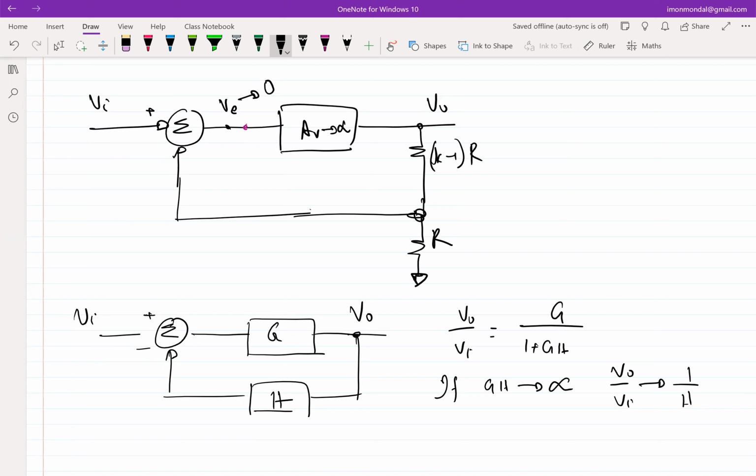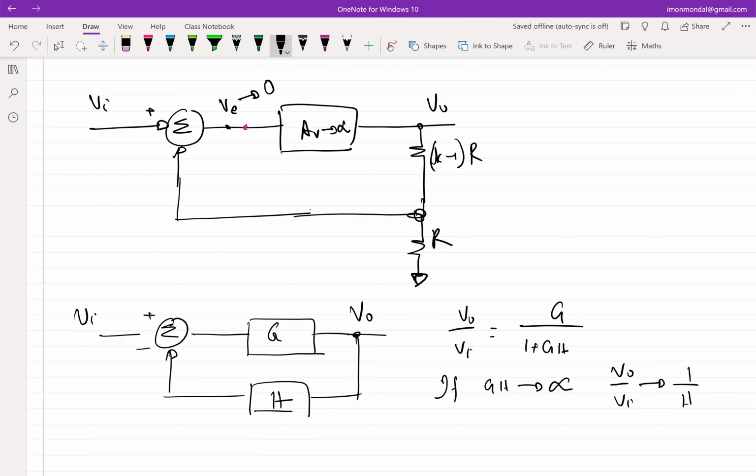Okay. So if GH tends to infinity, it's also the same, right? Yeah, it's 1 over H. Now if H is infinity, then it goes to 0. If H is 2, 3, then it goes to whatever. If H is half, it goes to 2. So it depends upon how you have set up the H. So we are saying that if G is tending towards infinity, then V naught by Vi goes to 1 over H. Yeah. So that's how it looks like.